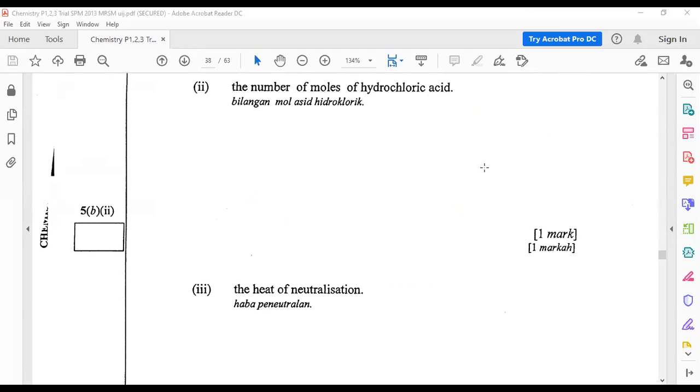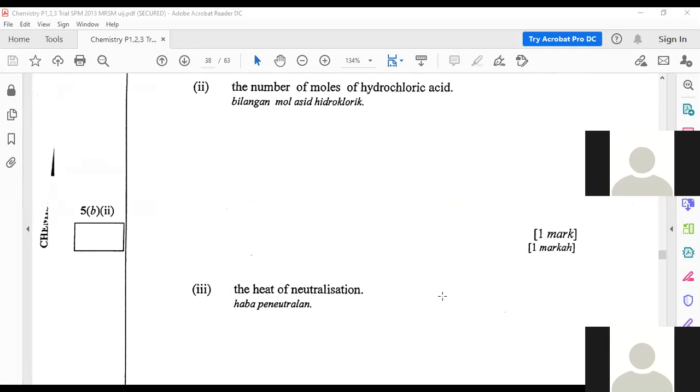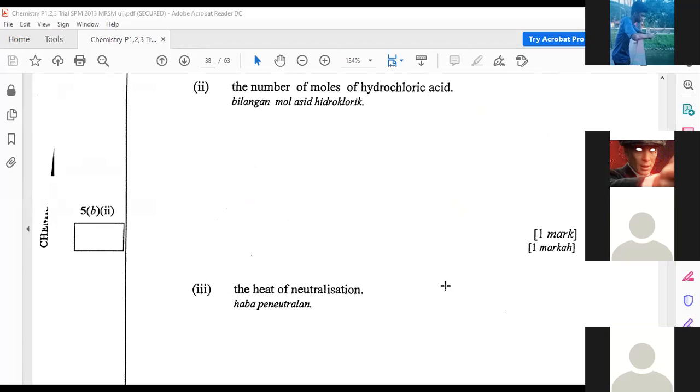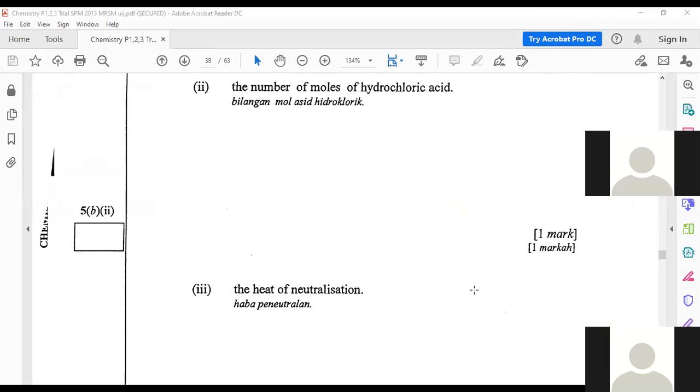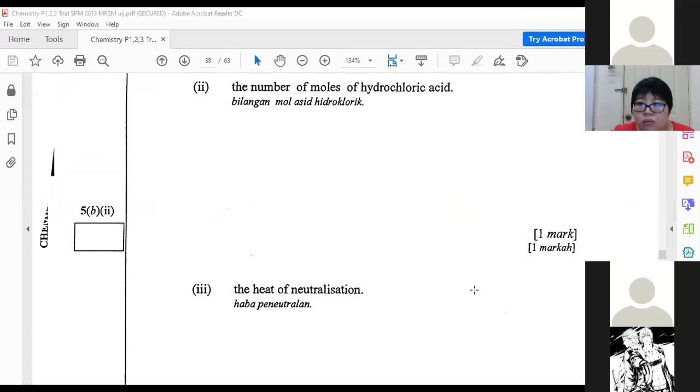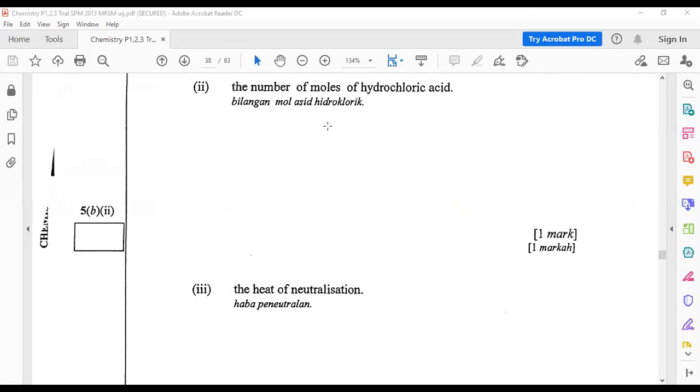Continue. The number of mole of hydrochloric acid, what formula to use? Shall we hear from our friend Chen Jiahui? What is the formula to use? Jiahui, where are you? Sawesh, what formula to use? MV over 1000. Okay, good. You are using MV over 1000. And someone tell me what is the number of mole that you get? 0.1. Correct, 0.1 mole.